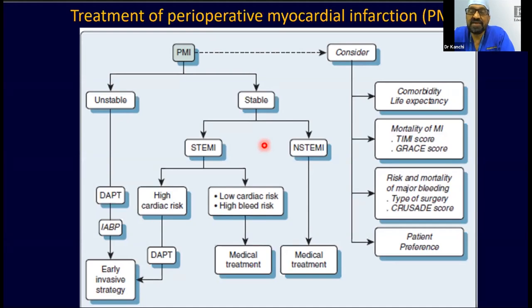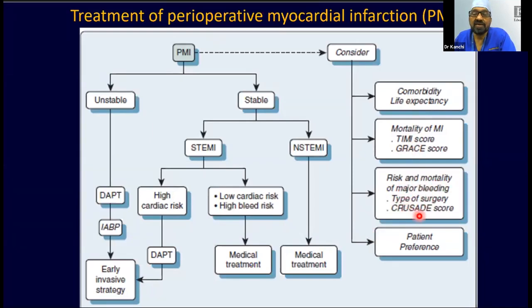The treatment should be individualized depending upon the patient's age, comorbidity, and life expectancy. If the patient is more than 75 years with a lot of comorbidities and a life expectancy within 6 months, we need not be very aggressive. We also have to consider whether the patient is stable or unstable, what the nature of the myocardial infarction is, and whether the patient has a high risk of bleeding.